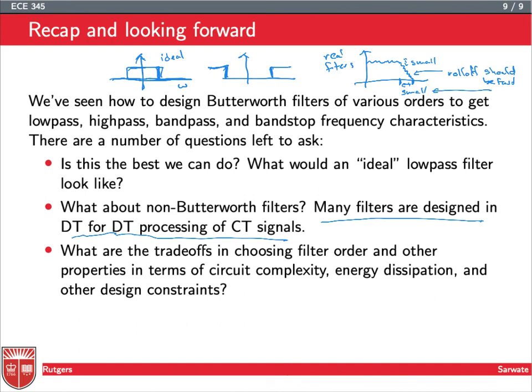Finally, in terms of implementation, there's all sorts of trade-offs in choosing these filters. It's more expensive to design a higher order filter. More poles means more circuit elements. So there's trade-offs in choosing the filter order in terms of circuit complexity and energy dissipation, and maybe some other design constraints like the circuit complexity, but there's also layout issues. So there's a lot that goes into filter design, and in fact, if you take a class later on where you actually study filter design, you'll see this in more detail.